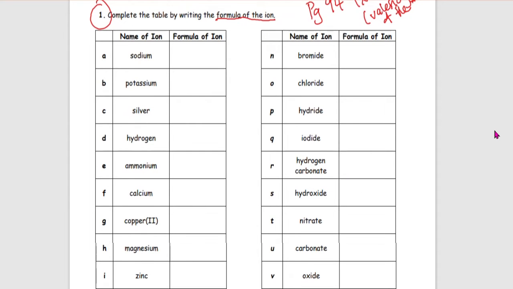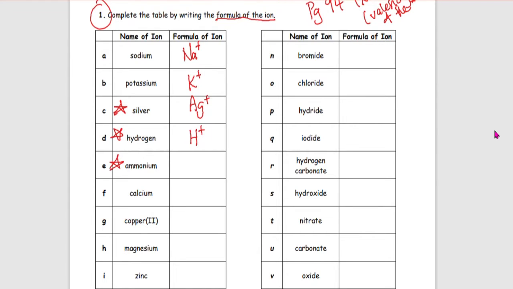Okay, so sodium is in group 1. Group 1 element, the valency is 1, so it's Na+. Potassium is in group 1, so valency is 1, so it's K+. Silver is one of them you have to memorize. It's actually Ag+. Okay, hydrogen ion, because hydrogen is in the middle of the periodic table, you wouldn't know, you need to remember. So hydrogen is H+.